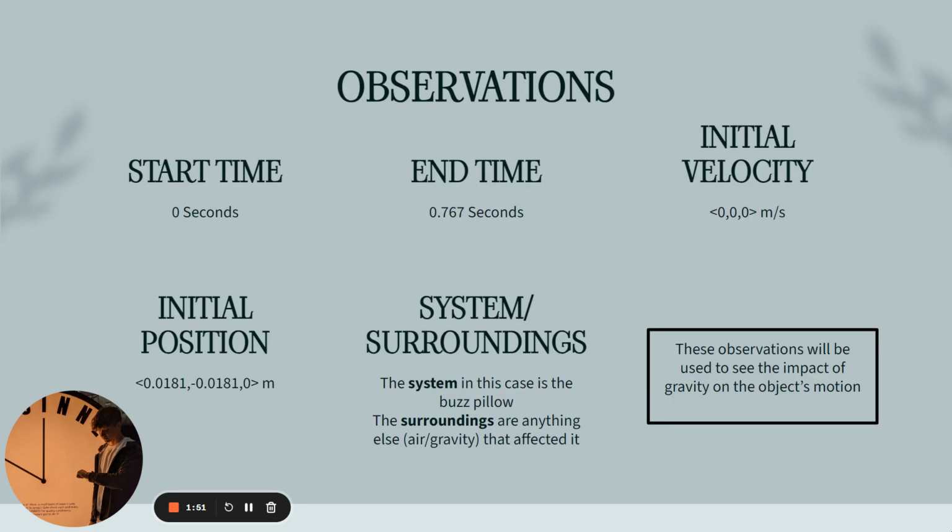So some observations to be made for the Tracker data: start time was 0 seconds, end time was 0.767 seconds. Initial velocity was 0 in all directions, x, y, and z. Initial position was 0.0181 for the x, and then negative of that for the y. The system in this case was the Buzz pillow, and the surroundings were anything else affecting it, which was the air, the gravity, and so on. These observations will be used to see the impact of gravity on the object's motion.